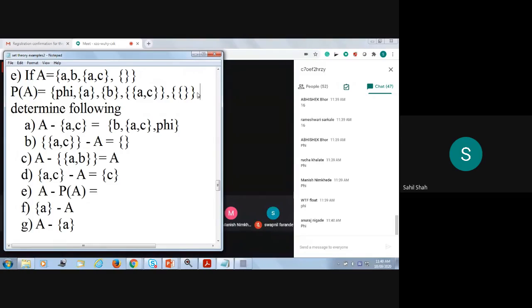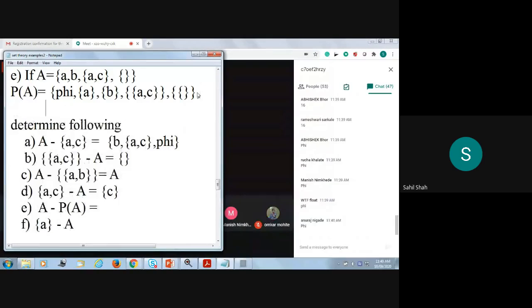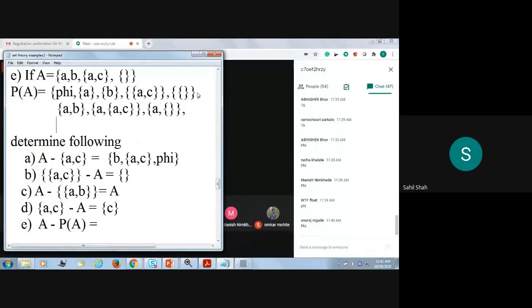Now we have to make pairs. So the first pair will be, I have to write for a total of 16, isn't it? So I will say A comma B. Next, I will make a pair of A with A comma C. See how I am making pairs and forming the sets. This is also very important. Next, I will make a pair of A with this. Next, I will make a pair of B with B comma C. Now I will make a pair of B with phi. Whether it is making sense, it should make sense.